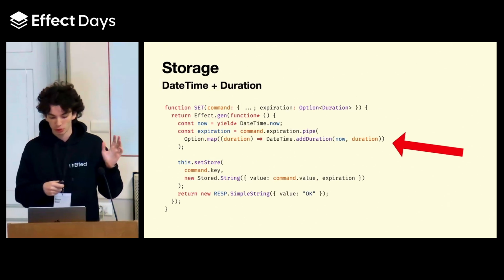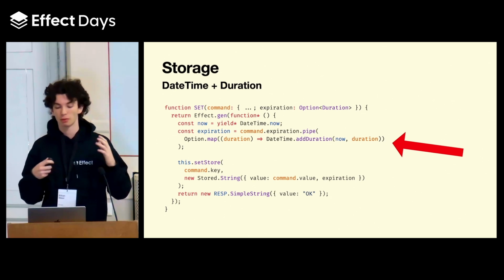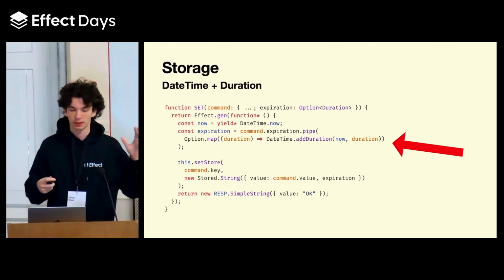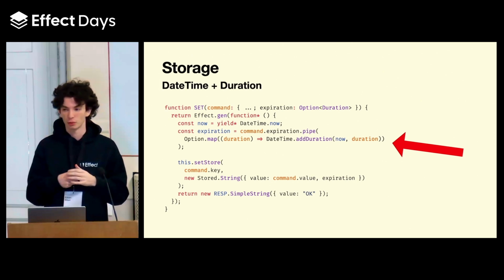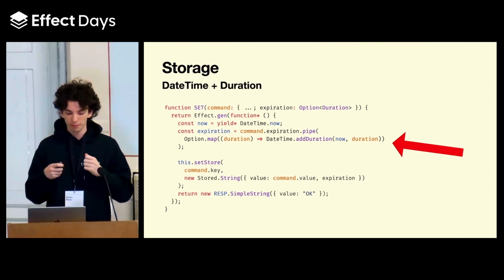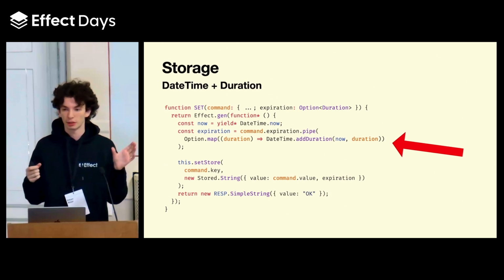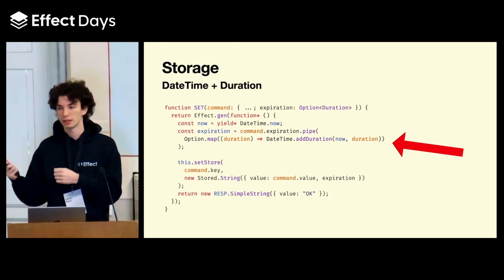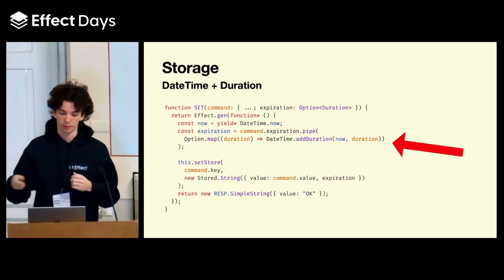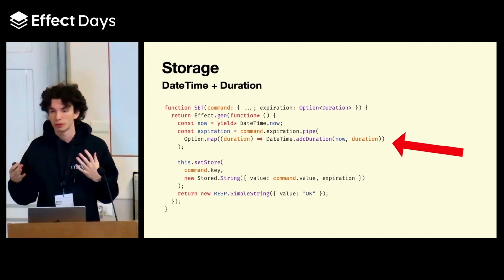The next thing I wanted to point out was I talked about the datetime module having a lot of different utilities. One of the ones I found particularly useful was DateTime.addDuration. This came up in the set handler. Set as a command takes a key and a value and optionally has an expiration. And so if the expiration is some, we can get the current time and then use DateTime.addDuration, which returns a new datetime, which is the duration past the first datetime, to get the actual value that we store in the database. The reason I thought this was a really good example is because it shows how the Effect modules build on one another.